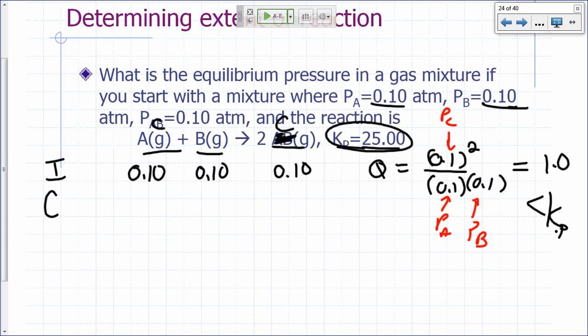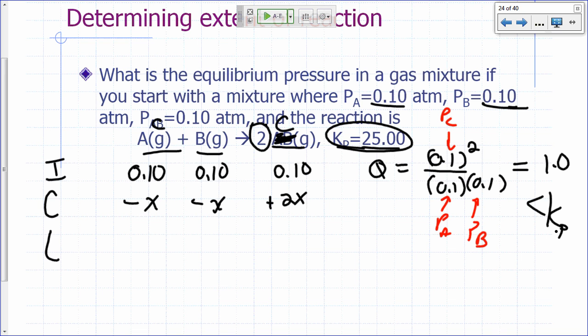So what would be our changes? We don't know, so if we don't know something, you represent it by a letter. So I'm going to lose X atmospheres for A, I'm going to lose X atmospheres for B, and I'm going to gain how many atmospheres of C? 2X. Those would be my changes. This is true assuming, and we're going to make this assumption, that the volume of your container is fixed.